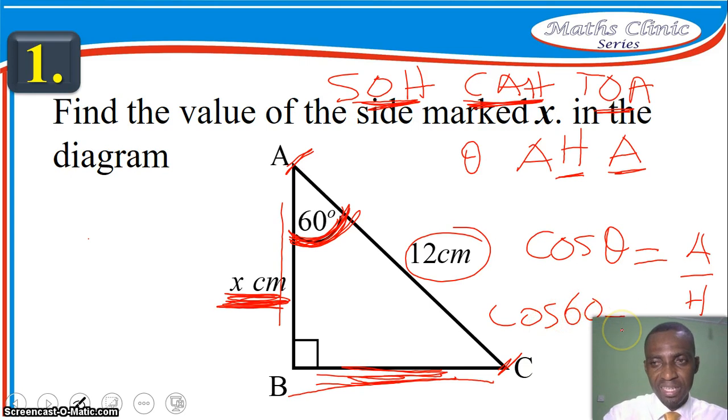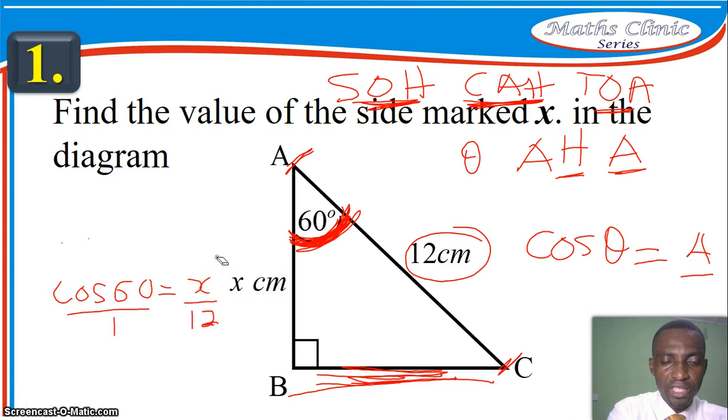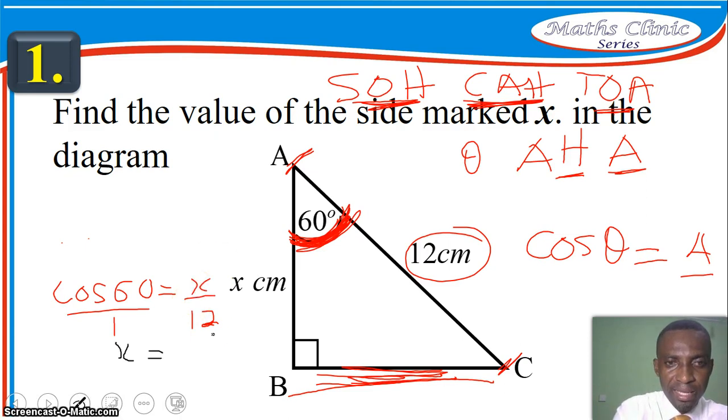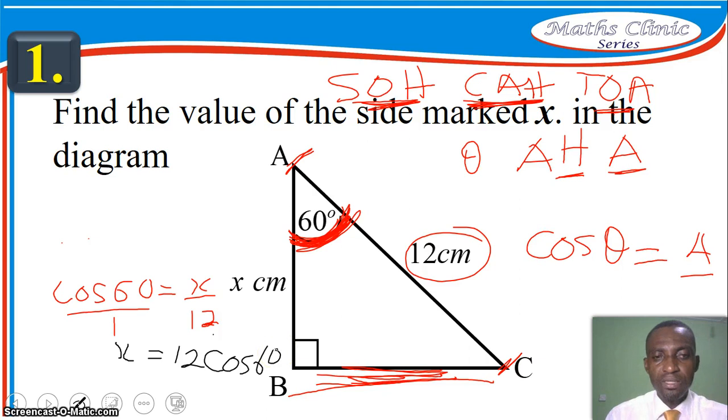So cos 60 is adjacent over hypotenuse. The adjacent of the 60 here is our x, and its hypotenuse is 12. And so we do cross multiplication in order to make x the subject. So 1 times x gives us x, and then 12 multiplied by cos 60 will give us what? We know cos 60 is half, and so half times 12 is 6. Or just use a calculator to punch 12 cos 60, and the result will give you 6.